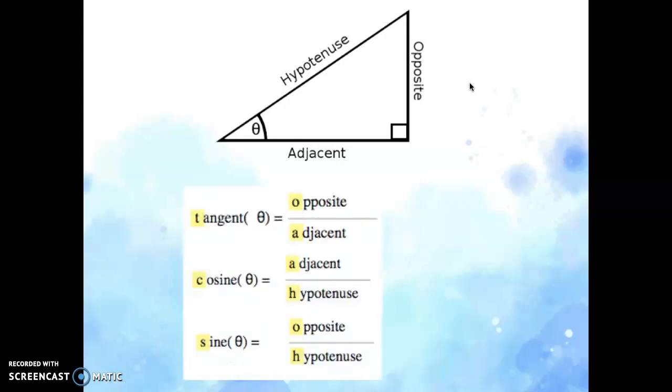So previously in 8.1, we have learned TOA CAH SOH. TOA being tangent theta equals opposite over adjacent. CAH being cosine theta equals adjacent side over hypotenuse. And lastly, SOH, sine theta being the opposite side over the hypotenuse.